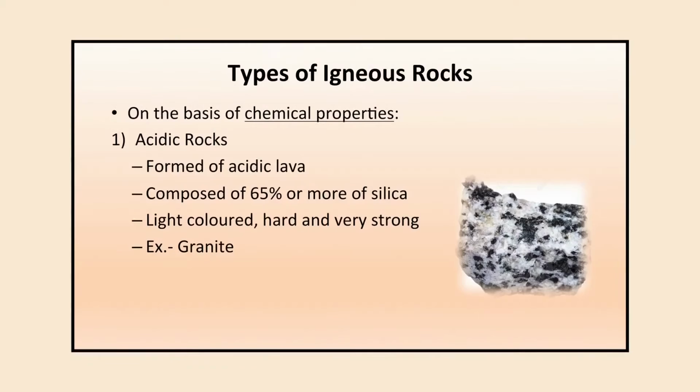Now, on the basis of chemical properties also, there are different types of igneous rocks. One is acidic rocks and another one is basic rocks. What are acidic rocks? These are formed of acidic lava. These are composed of 65% or more of silica, and these are light in color, hard and very strong. Example is granite. You can see another example of granite in this picture. You can see the crystals very easily in this.